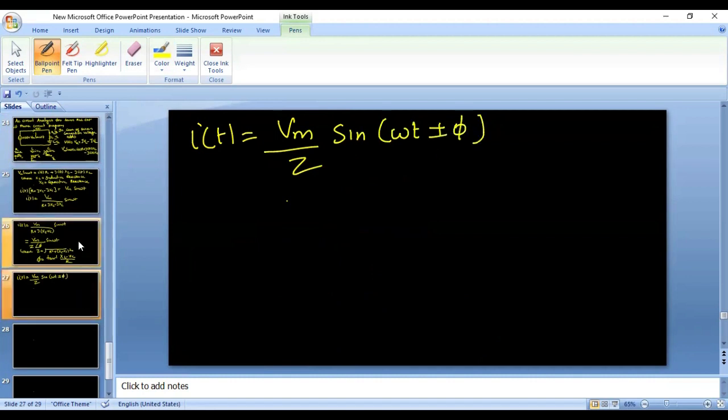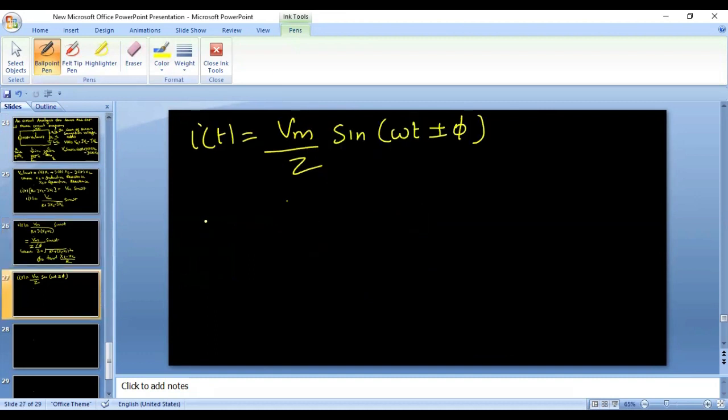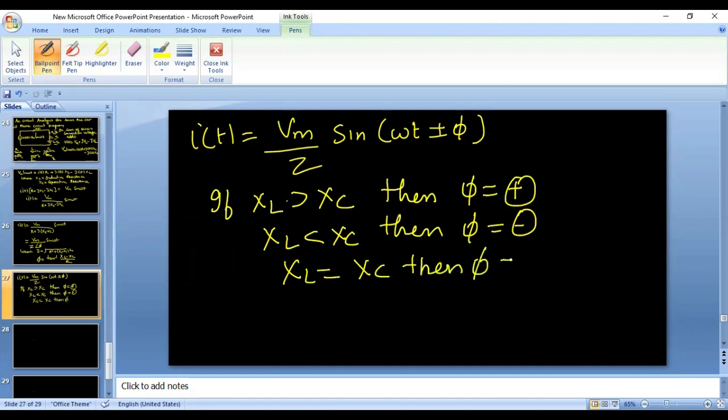Now what is plus minus phi? If XL is greater than XC, the value of phi will be positive. If XL is less than XC, the value of phi will be negative. So if XL is greater than XC, then phi will be positive; if XL is less than XC, then phi will come negative. And if XL is equal to XC, then phi will be 0.